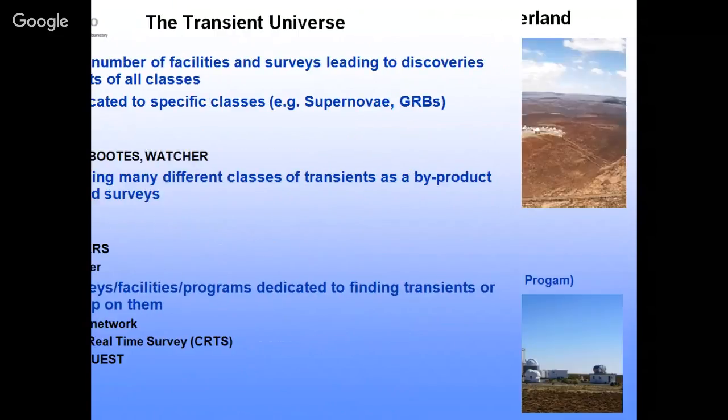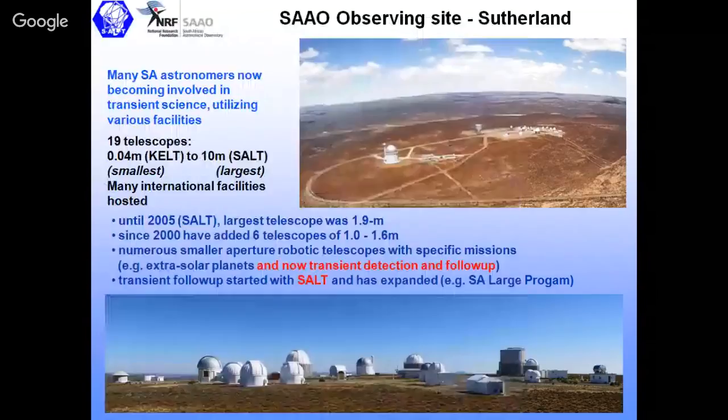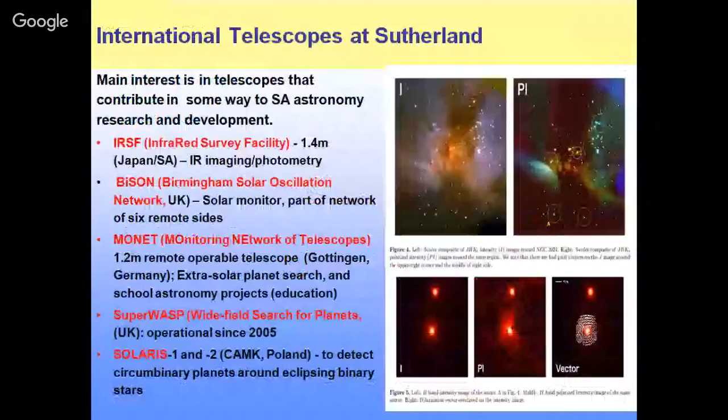So I thought I'd quickly mention some of the facilities that we have in South Africa. This is our plateau. It's on about a 2,000 metre plateau. Here's SALT, the 10 metre telescope. But you see a whole lot of other little telescopes here which have been growing steadily over the years. And these are, in many cases, robotic telescopes. So for example, the Las Cumbres network of 1 meter telescopes, there are three domes there which belong to that network. Since 2000, we've added six telescopes in the 1 to 1.6 meter size range. And I'll just quickly run through some of these.